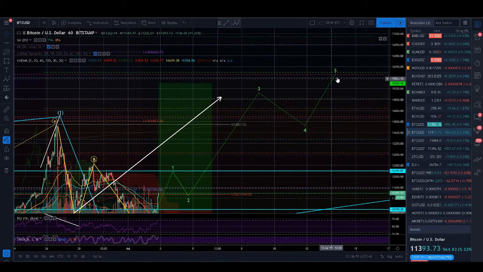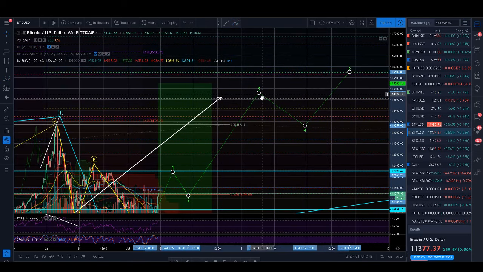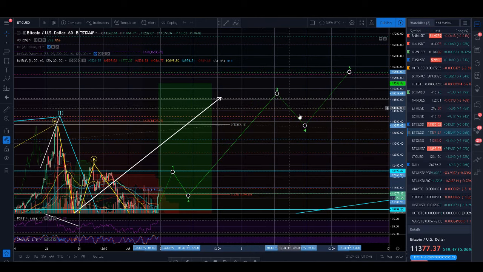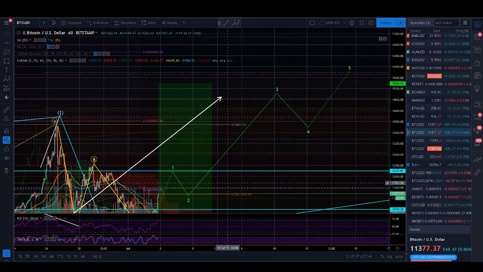And then we can run up a bit further, and that would still only be subwave 1 of wave 3. So wave 3 could potentially take us up into the stratosphere. Overall, this is main wave.